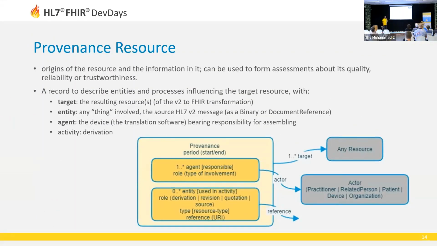Now, to solve this allergy issue, you have to use provenance. And provenance, as you probably know, or hopefully know, allows you to specify who has done what to a particular set of resources. In this case, where did the data come from? I have this bucket load of FHIR resources, and they were translated from a version 2 message from a certain sender.